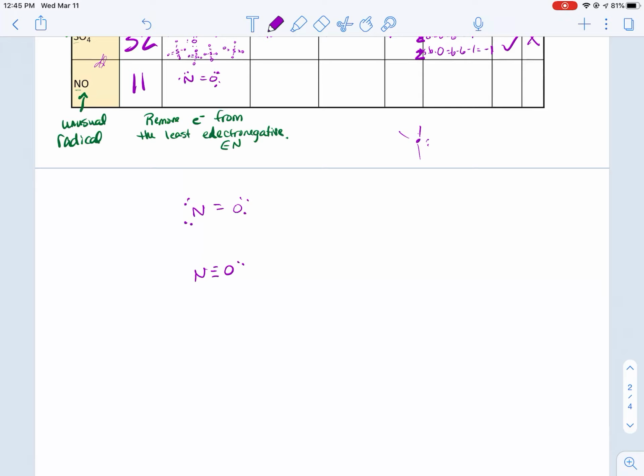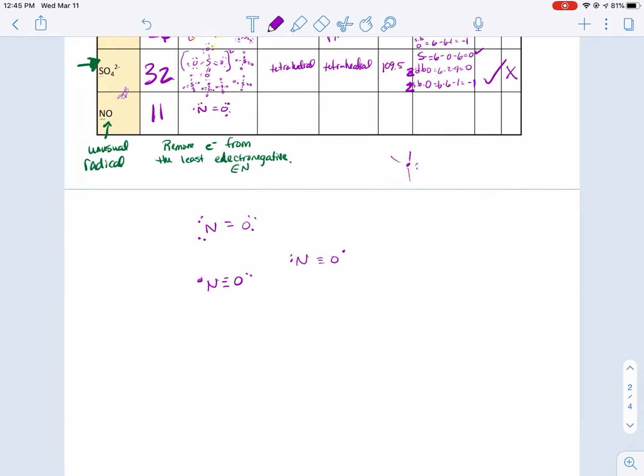Or do you draw it like this? 2, 4, 6, 8, 10, 11, or do you do it like this? So this is where those formal charge rules come into play, especially well.